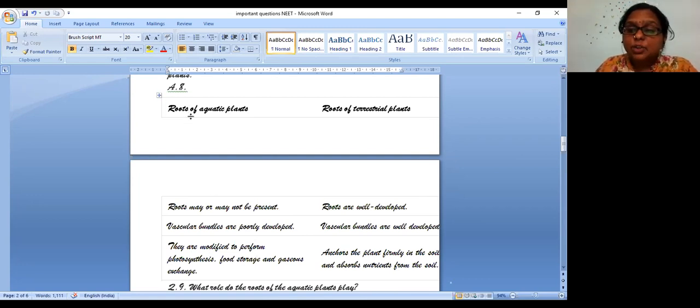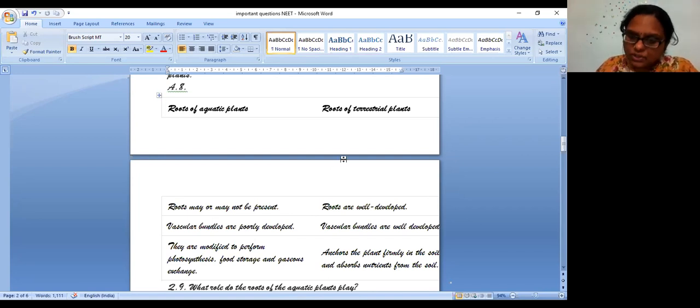So they're asking about the roots. In case of the roots of the aquatic plants, they are mainly modified to perform photosynthesis, because they are always under the water. Those plants which need to do photosynthesis will modify their roots to do photosynthesis, to store the food and for gaseous exchange.